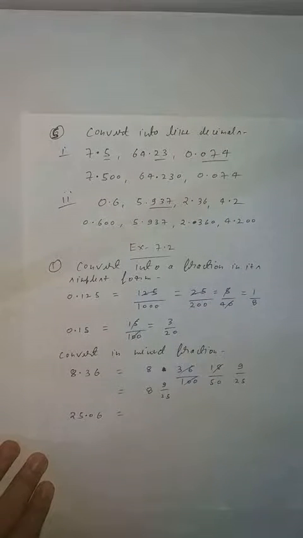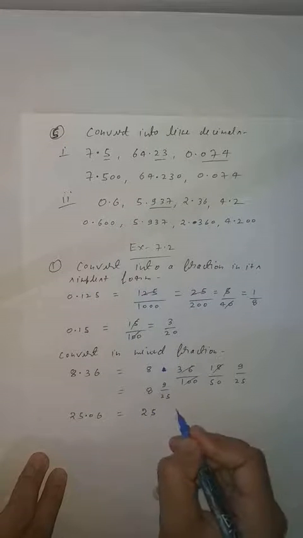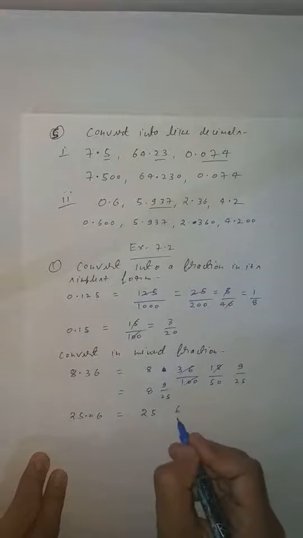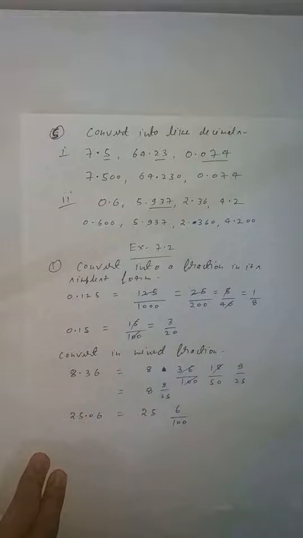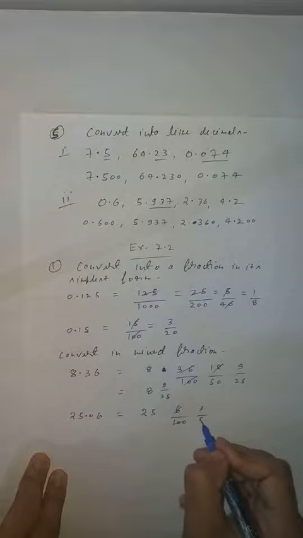25.06. Okay, so now move to the question. 25 you will write down same, write down 6. After decimal there is how many digits? 2. So write down 6 upon what? 6 upon 100. Similarly, now reduce it, it will come 2 3 is 6, 2 5 is 10, 0.